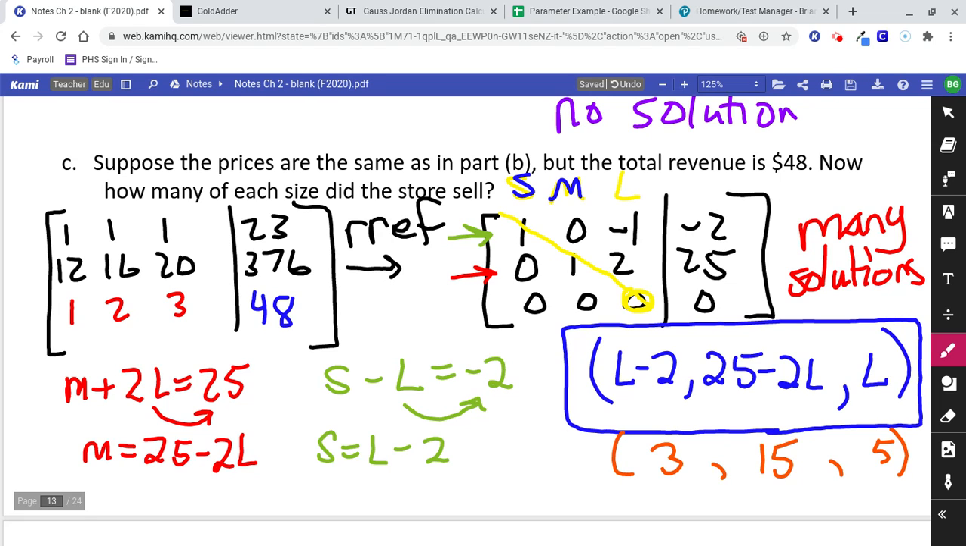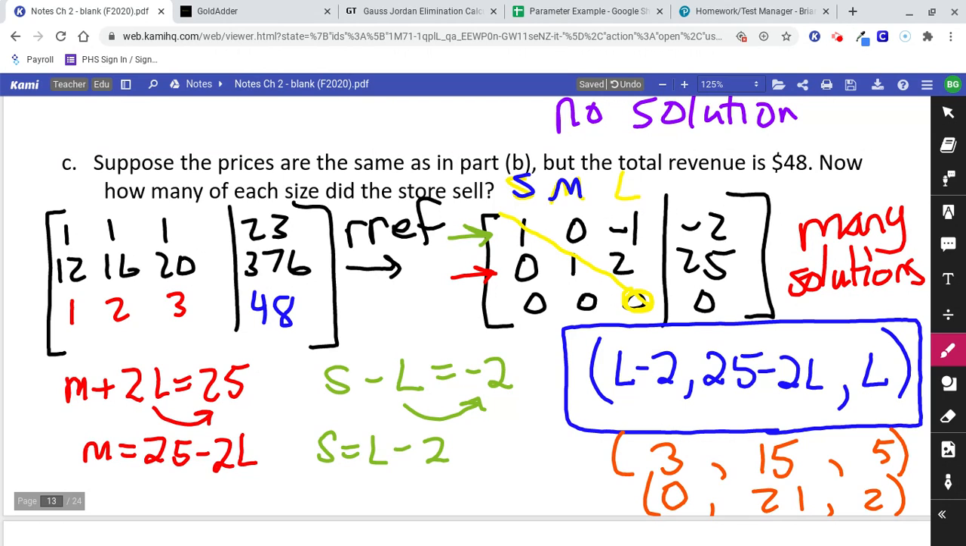You can do it as many times as you want, really. Let's say I pick one large. If there was one large, then 1 minus 2 is negative 1. Oops, that's not going to be possible. Okay, can't have negative 1 small drinks, so maybe we better pick 2 larges. If there are 2 larges, then I'd have 2 minus 2 is 0 smalls, and 25 minus 2 times 2 is 4, so 21 mediums. Now notice those 3 numbers add up to 23.